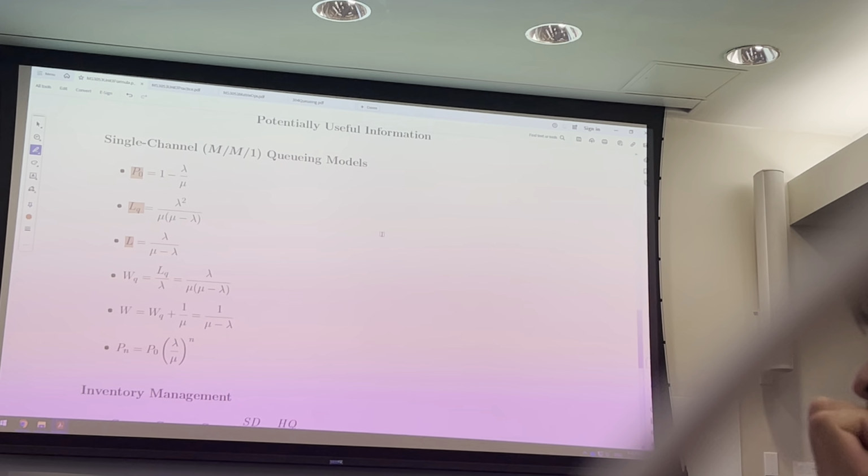Yes? For the Poisson, what is the symbol called again? Mu. Oh, for the Poisson, it's lambda. Lambda for the Poisson, and then mu for the exponential.